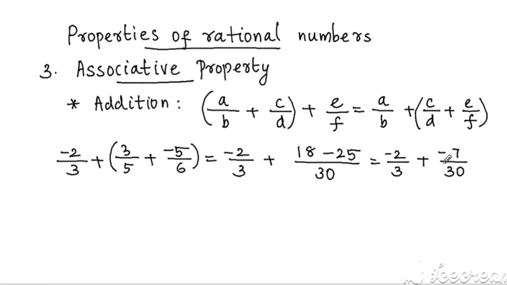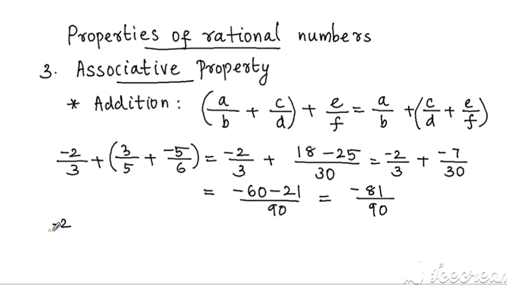Again you have to cross multiply. So negative 2 times 30 is negative 60. Then negative 7 times 3, negative 21, by 3 times 30, 90, which is equal to negative 81 by 90.